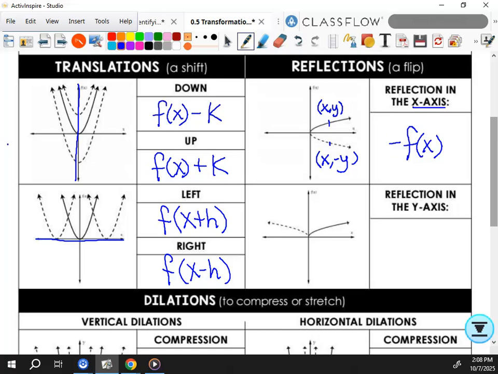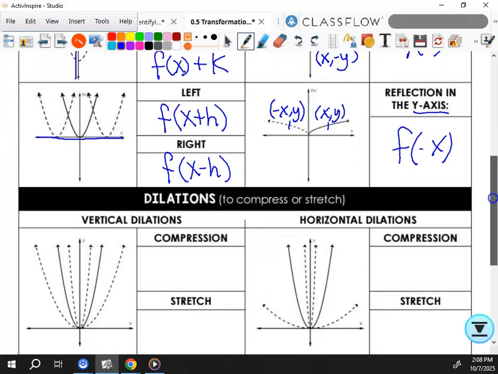If I have a point right here that's (x, y), if I reflect it in the y-axis, it ends up over here. That would be (negative x, y). So when I have a reflection in the y-axis, I change the sign on x, so that would look like f of negative x. Everybody good with that?